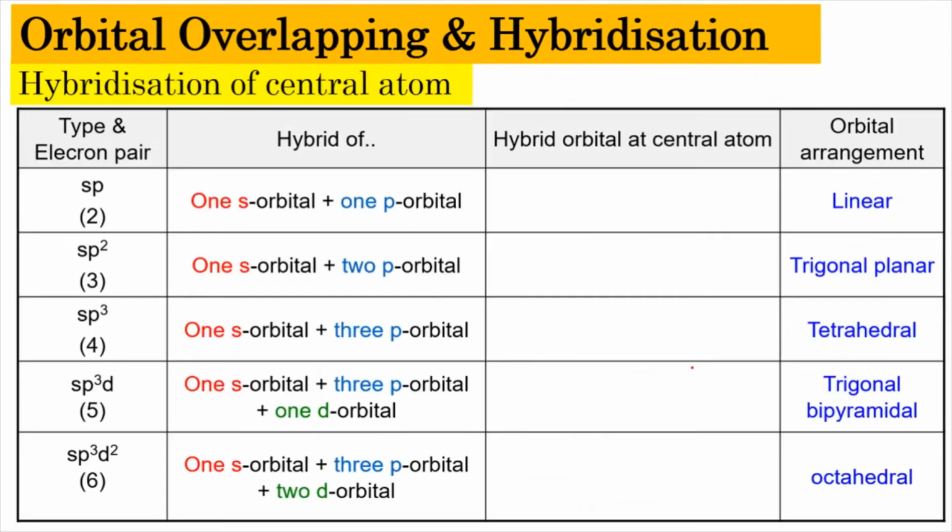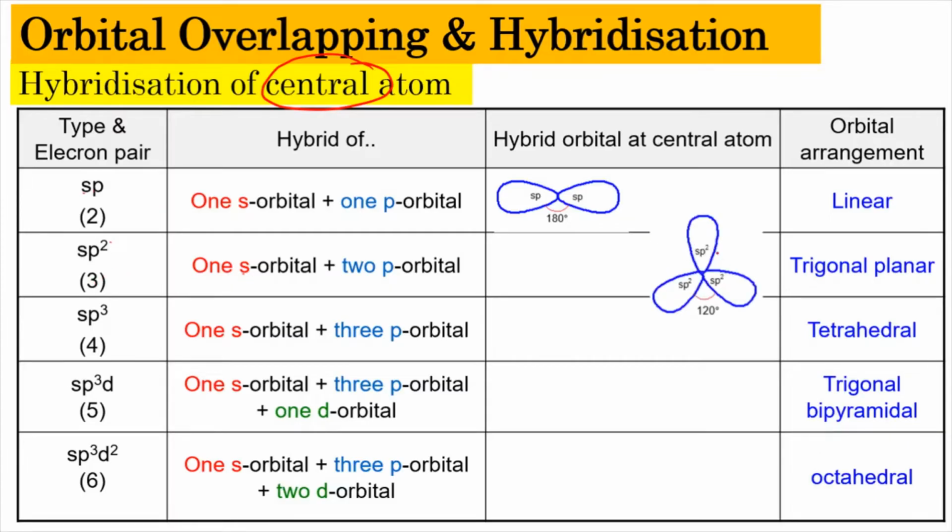Alright, so this is the summary of the hybridization, and we are only talking about the central atom. Kita hanya belajar hybridization that happens in the central atom. So let's say type an electron pair sp, 1 dan 2, so we only have 2. So the shape going to be linear. So sp2 happens when we mix s and 2p orbital, sp2, so it refers to 3 electron pair, which is referring to the trigonal planar.